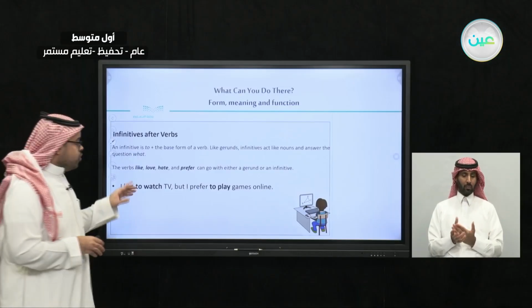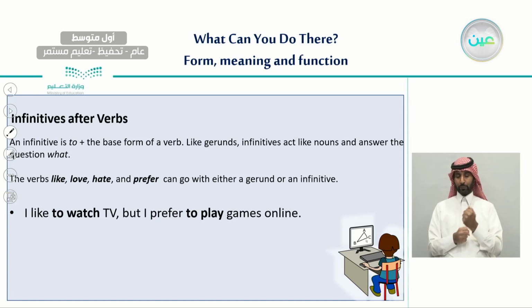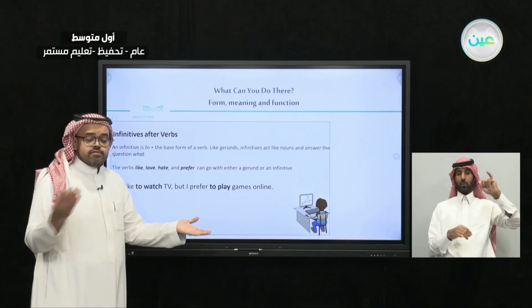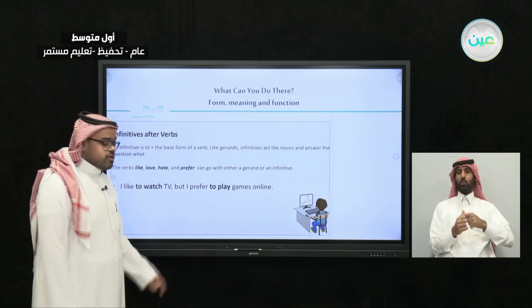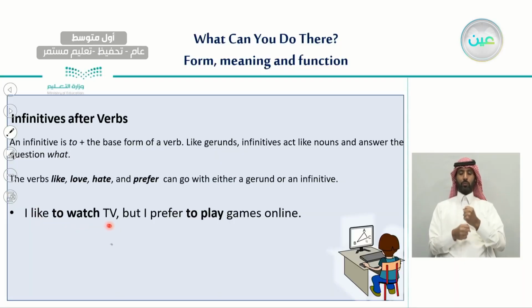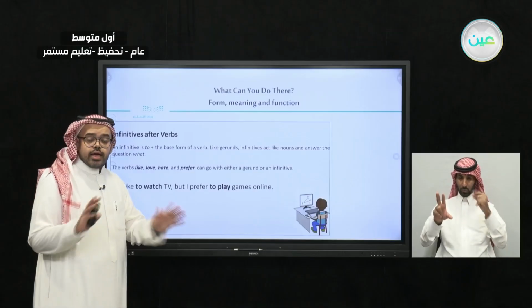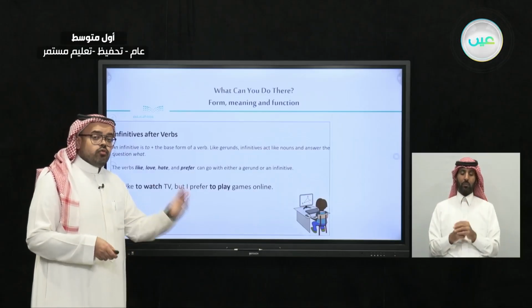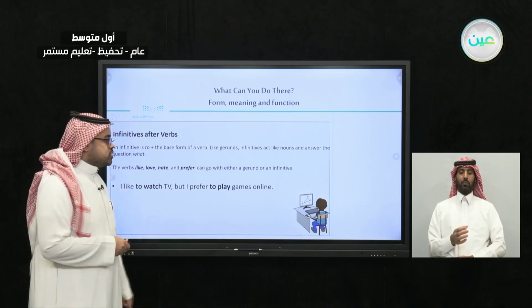So these four verbs, like, love, hate, and prefer, we can use them either with gerunds or with infinitives. We can say, for example, I like watching TV, and we can say I like to watch TV. So we can use both gerunds and infinitives.